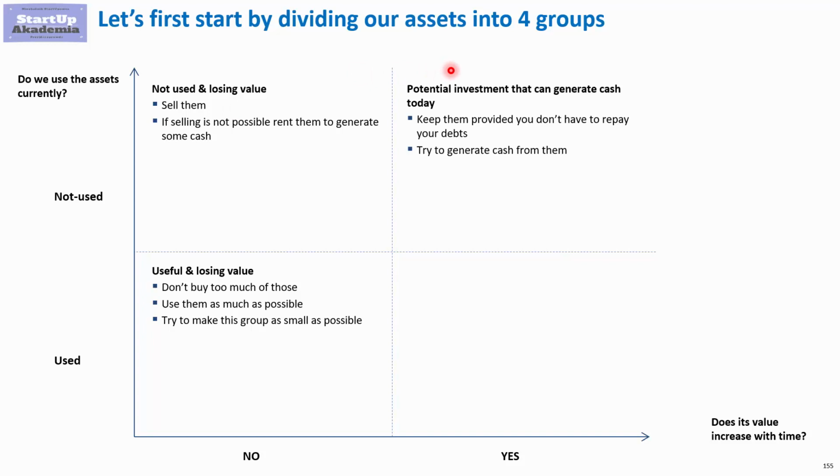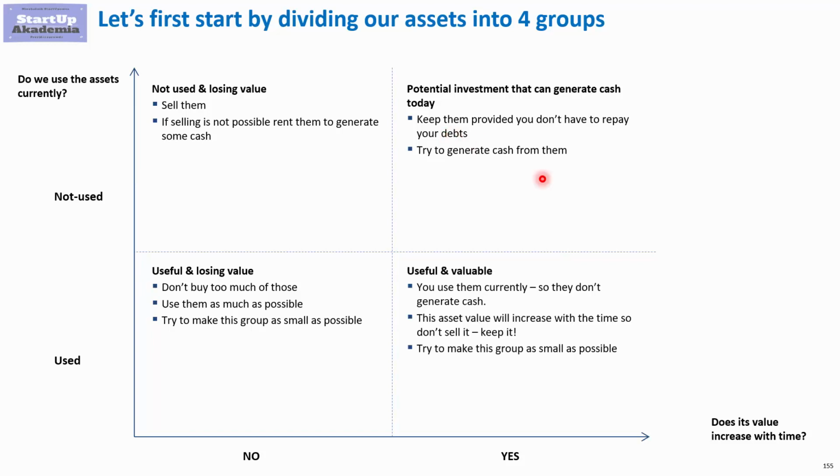The third is the nice one. So this is something which increases in value and is not used, so we can obviously rent it and get some cash. We should keep it because, as we said, its value will increase with time. There's one situation where you can consider selling these assets. It's when you have to repay certain expensive debts.